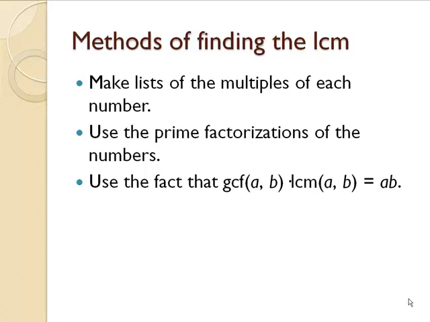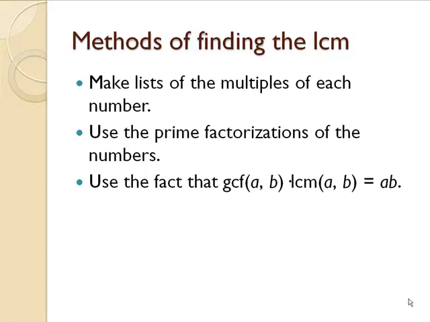Some different methods you may have used were to make lists of the multiples of each number and then see which the first number, the least number, was in common. You can also write the prime factorizations of the numbers and then choose all of the prime factors and use the largest powers of the primes that are represented in the prime factorizations.